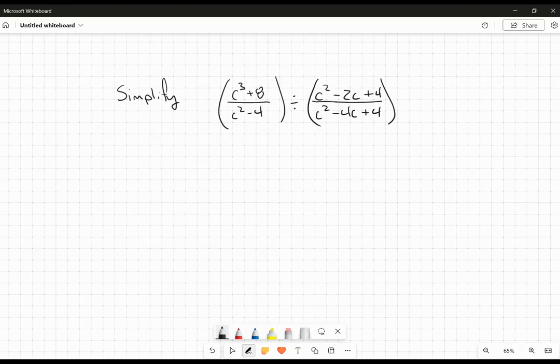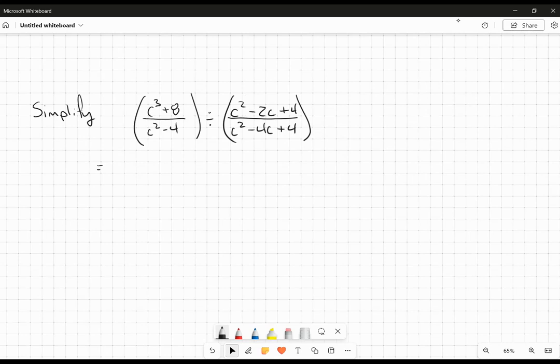Okay, hi everybody. So in this video, what we're going to do is simplify this expression, and we're going to start off by factoring. Now, it might not be immediately obvious that the c cubed plus 8 is factorable, but there is a method of factoring here.